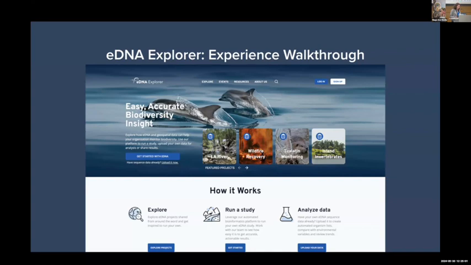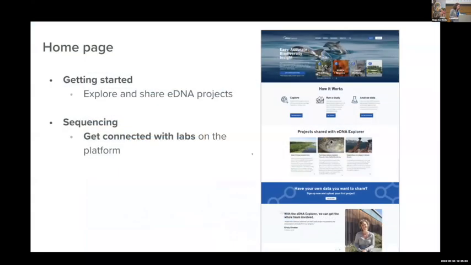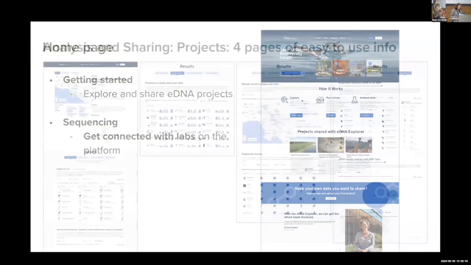And from the top, it starts off with that first prong of getting started. So you can come in, you can explore projects that people have shared. It introduces you to some keystone ones as a starting point. You can get help running a study, get connected with labs on the platform by reaching out.